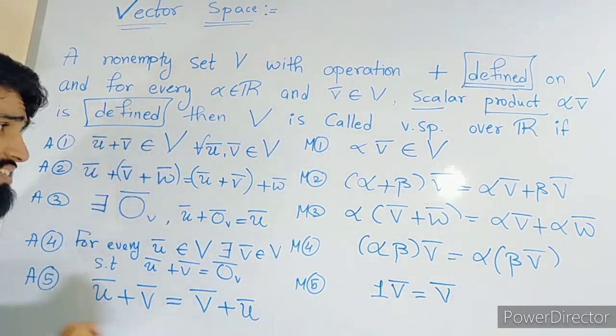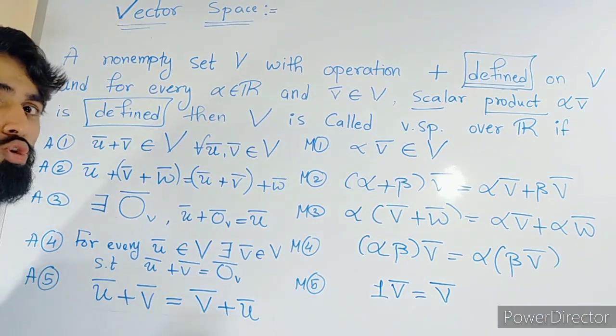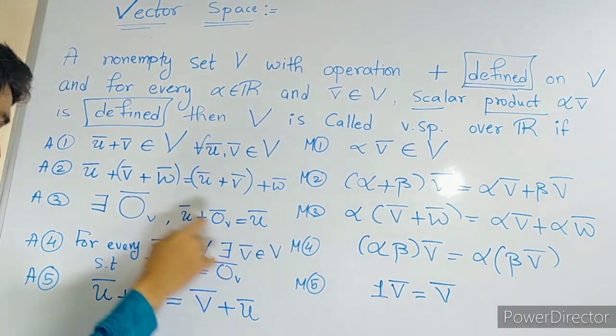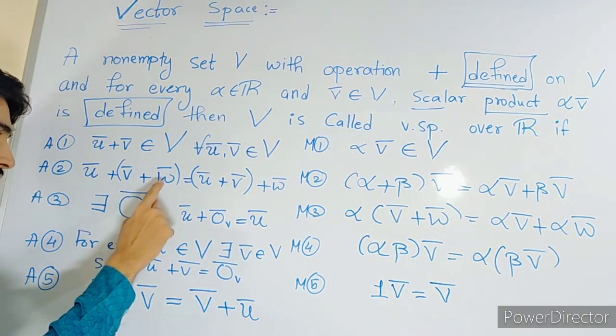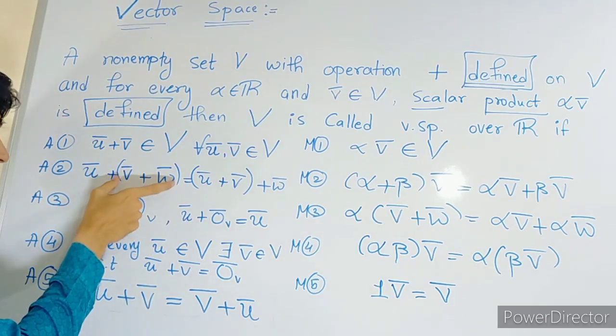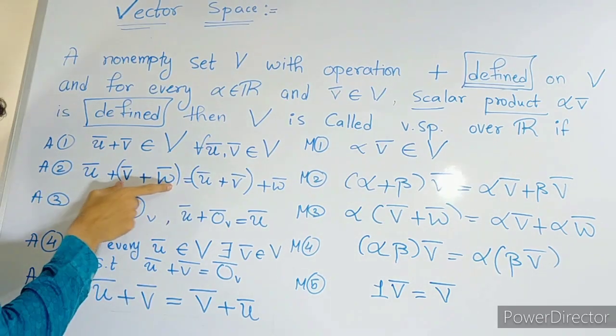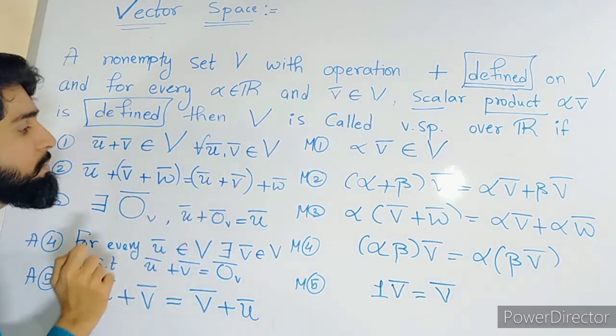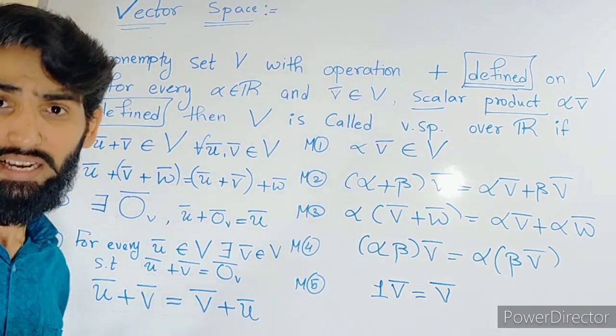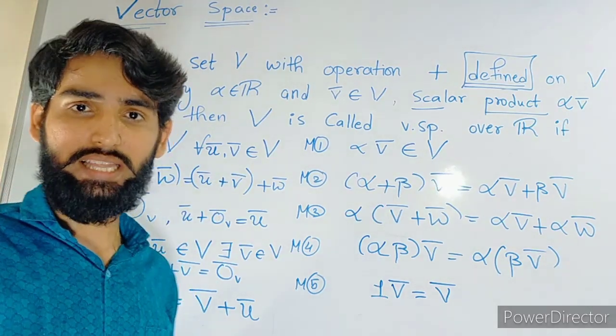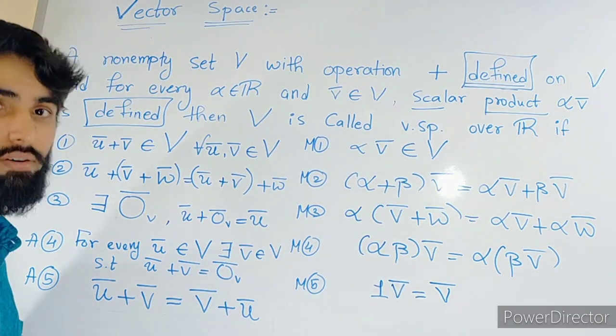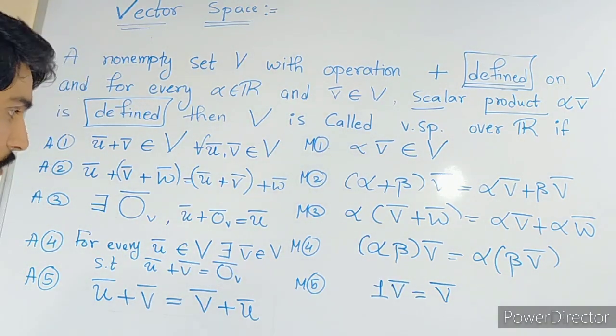The second condition under that operation is associativity. If I want to add U bar, V bar, W bar, and I add V bar and W bar first, or I add U bar and V bar first, my answer is the same. In simple words, I can write the bracket wherever I want. This is the second condition.